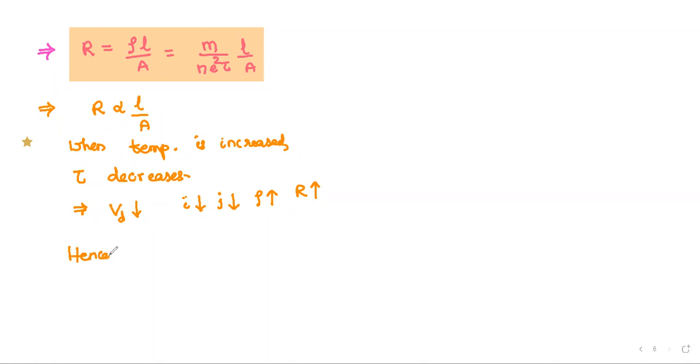Hence, by the increase of temperature, resistance increases. Okay, this is what I am trying to say. Actually, I wanted to say today how the resistance depends on temperature. So my part of the job is over.